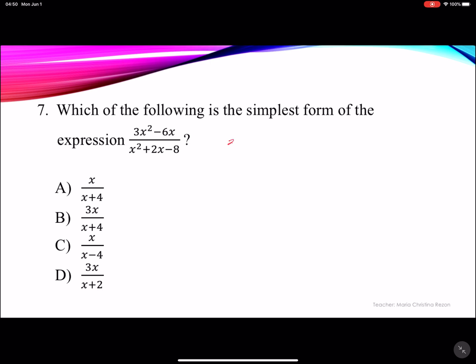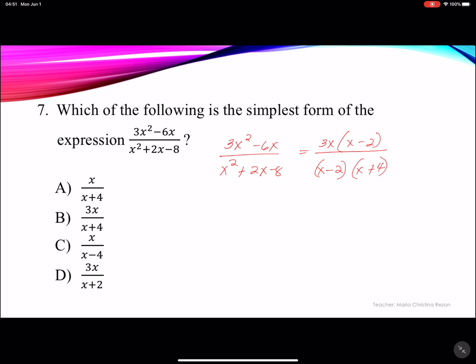So you have 3x squared minus 6x all over x squared plus 2x minus 8 is equal to, you can factor this out, you have 3x, and then what is left is x minus 2. And then you can also factor this, that is x. And then what are the factors of 8? You have 4 and 2. See to it that the middle term will get a positive sign, so that is 4.